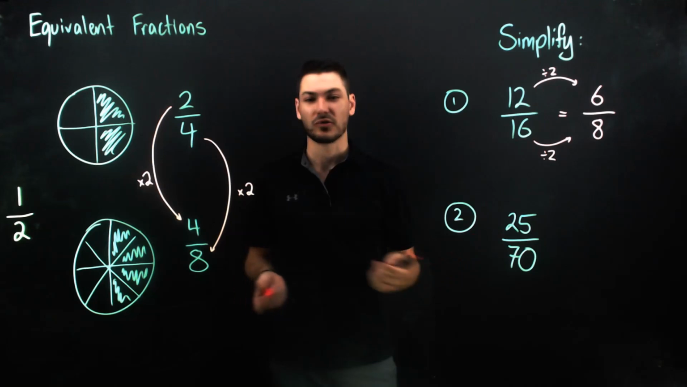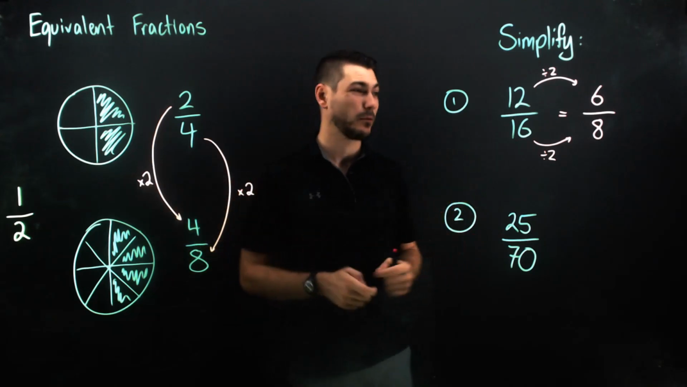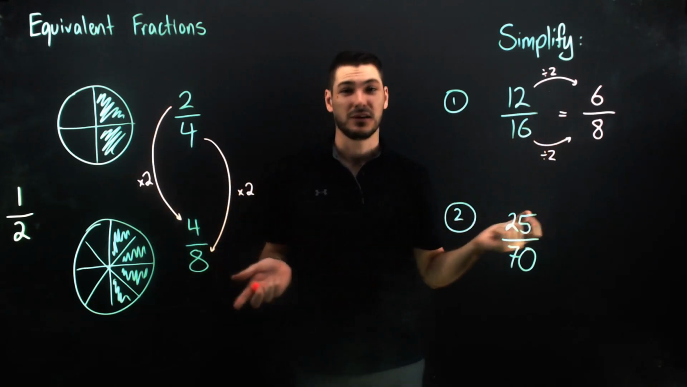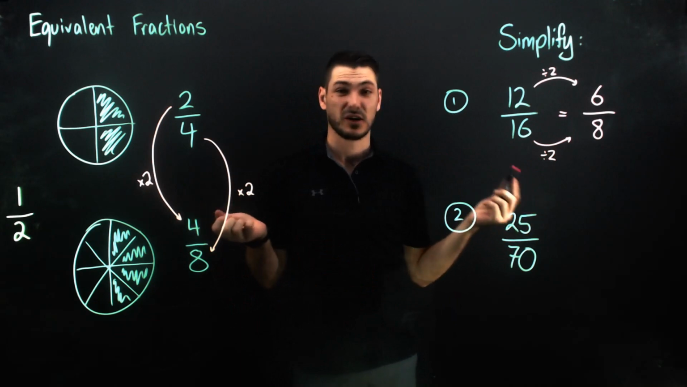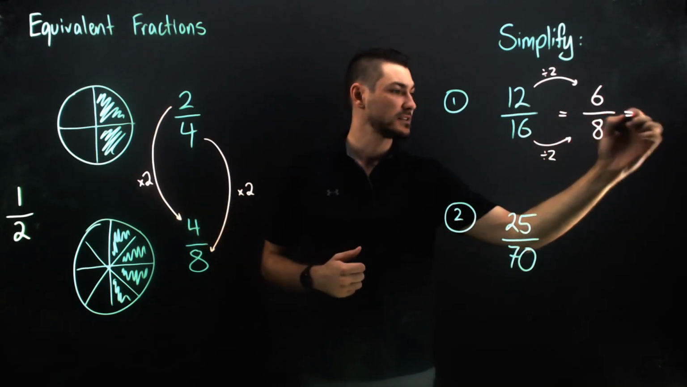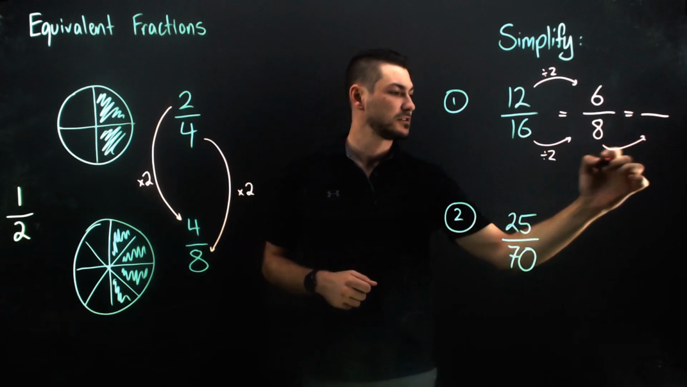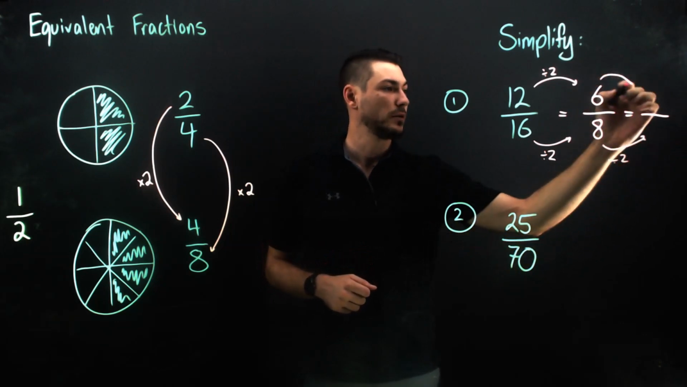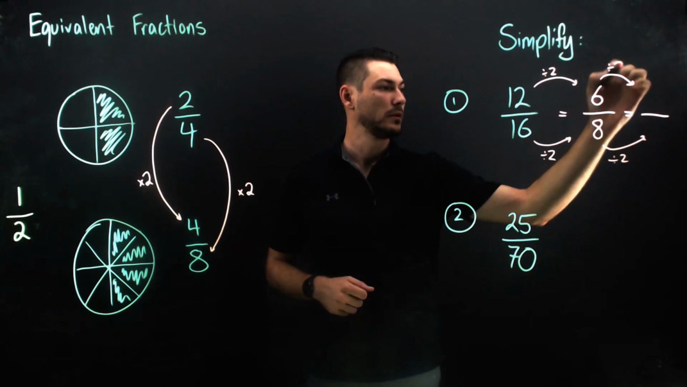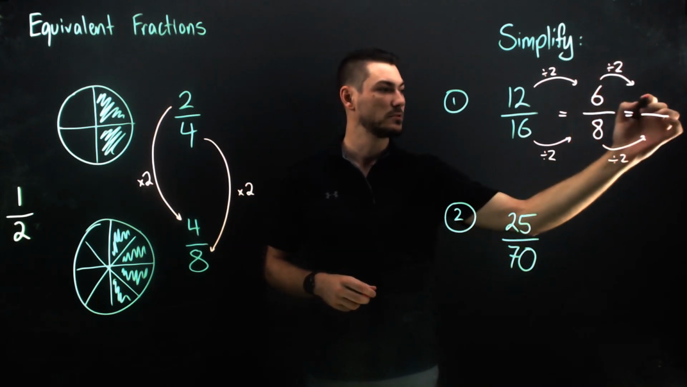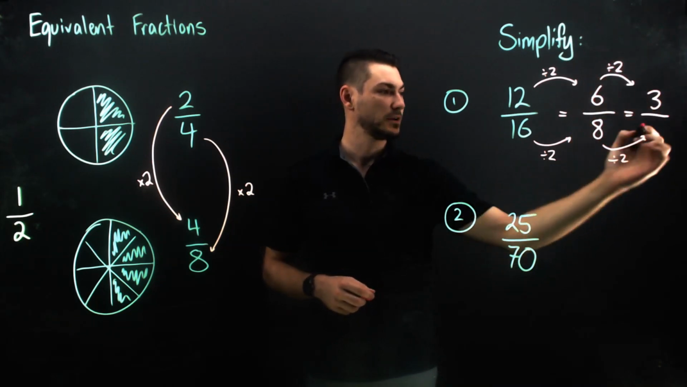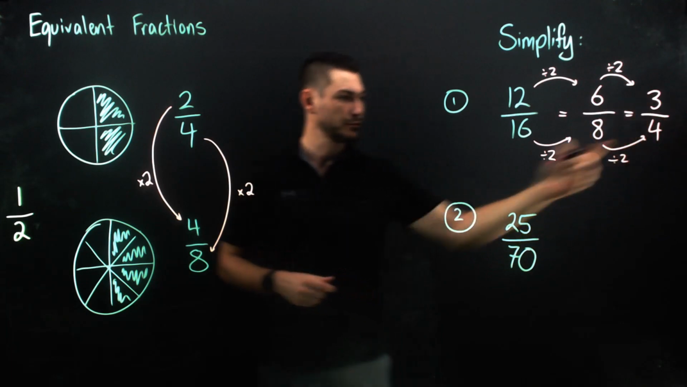But we can, of course, simplify this one step further, because again, they're both even. So I'm going to divide them both by 2 again, on the top and the bottom. 6 divided by 2 is 3, and 8 divided by 2 is 4, and I get 3/4.